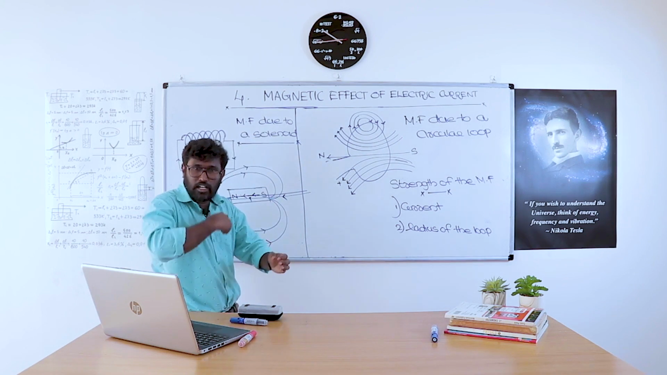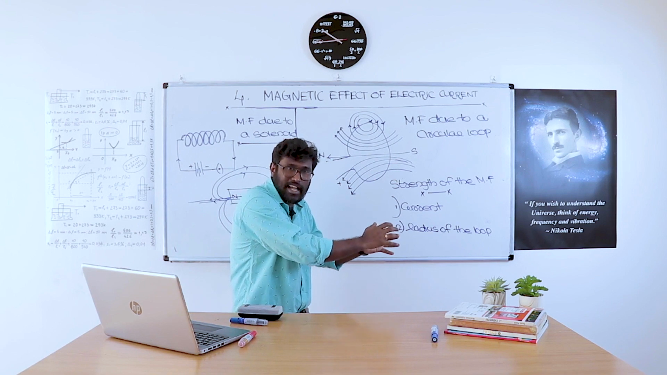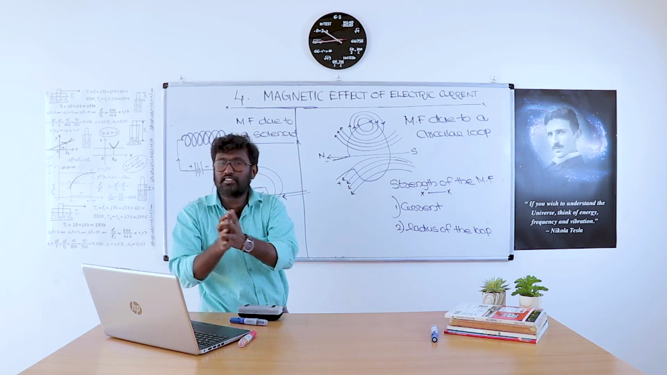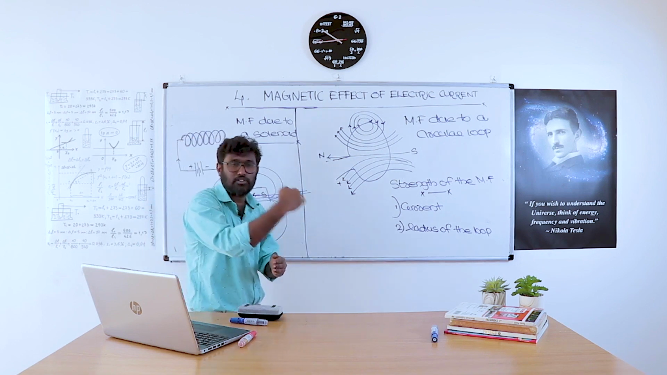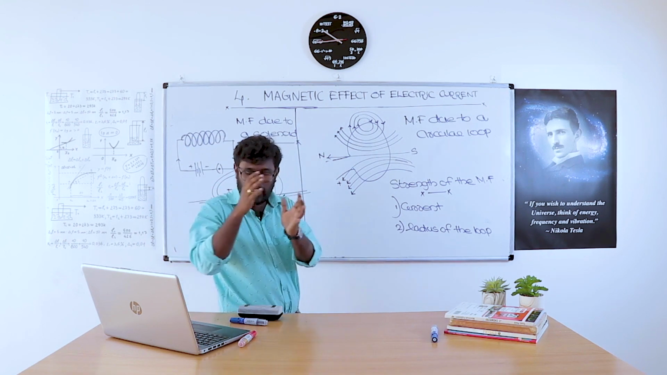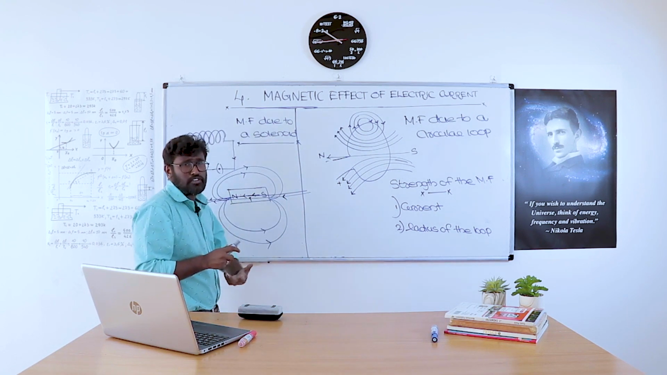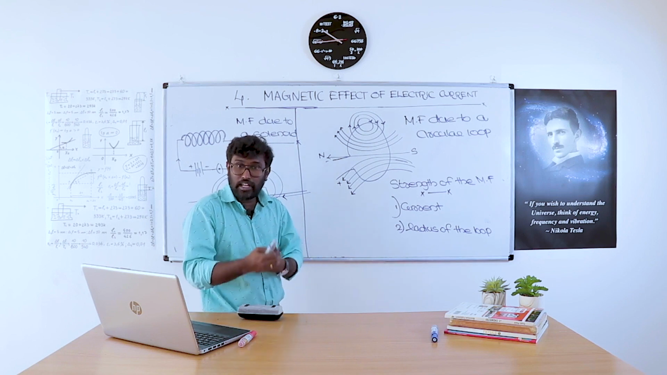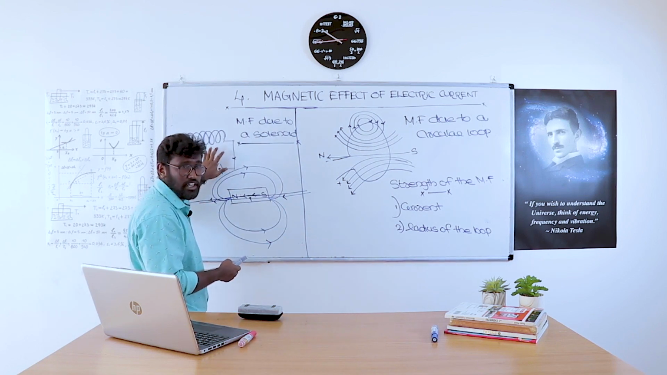So whenever current is passing through a solenoid, one end of the solenoid acts as the magnetic north pole and the other end acts as the magnetic south pole. That's why we can say that whenever current is passing through a solenoid, that solenoid will act as a bar magnet. So the strength of the magnetic field due to a solenoid is on the higher side. Why? Because there will be a lot of coils in the case of a solenoid.